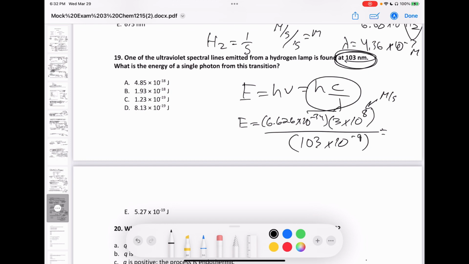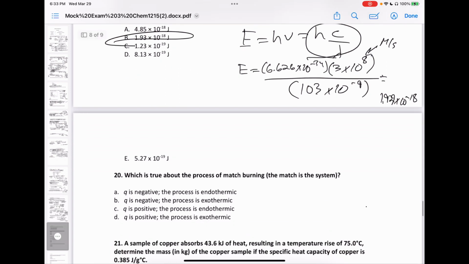Fourth, over 103 times 10 to the negative ninth, which is going to be 1.92 times 10 to the negative 18th, which is basically answer choice B. I just left out this extra 9 and they rounded up to 1.93. Pretty easy.